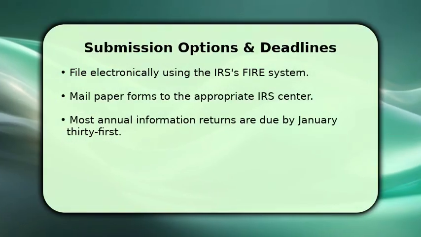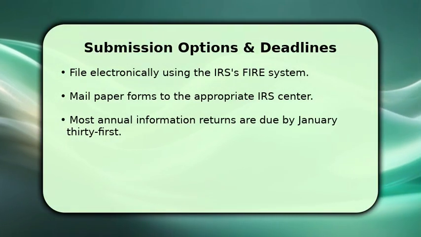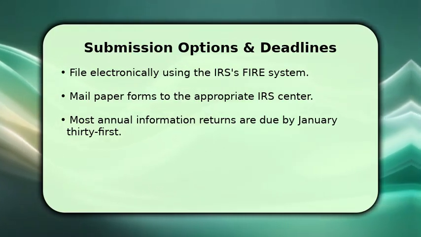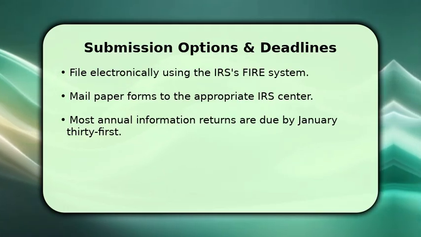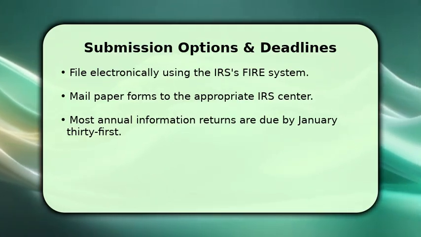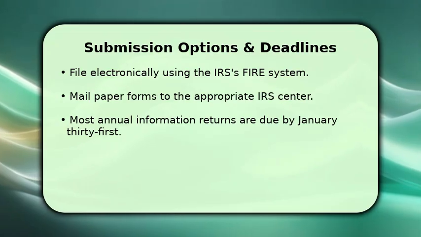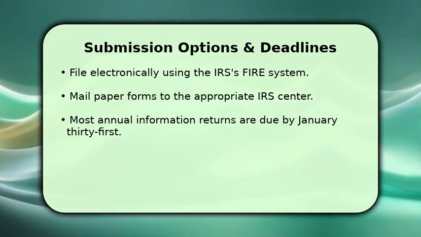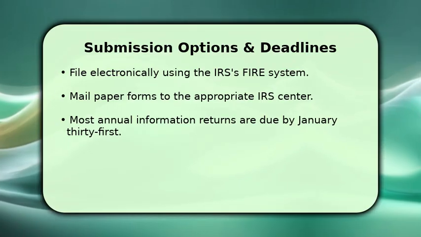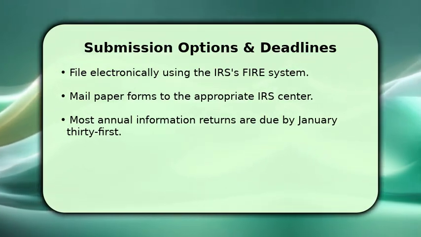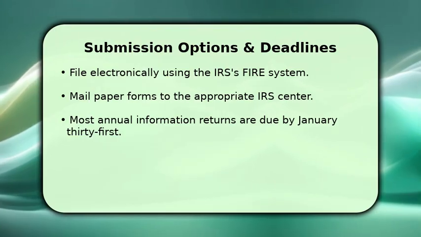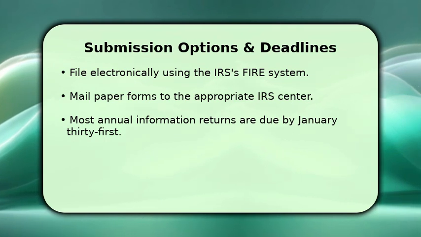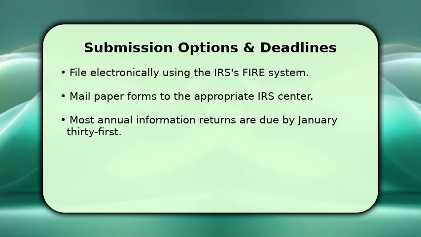When it comes to submission, you have a couple of options. Many choose to file electronically using the IRS's FIRE system, which stands for Filing Information Returns Electronically. Alternatively, you can mail paper forms to the designated IRS Service Center. Remember, most annual information returns, like Form W-2 and Form 1099 NEC, are generally due by January 31st. Be aware that extensions might be available under specific conditions.